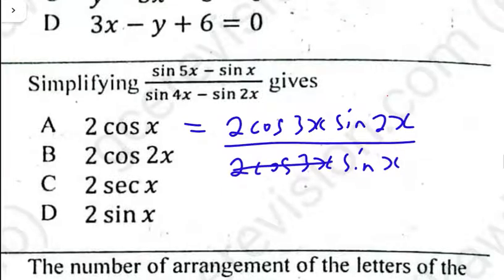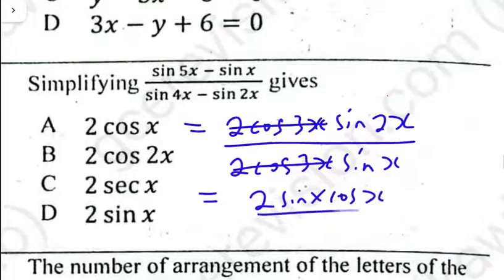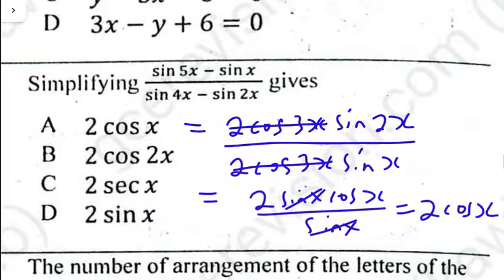So this 2 cos 3x cancels out with this one. What about sine 2x? Sine 2x is the same as 2 sine x cos x. All this on sine x. Sine x cancels out sine x, and you're left with 2 cos x. So this is 2 cos x here.